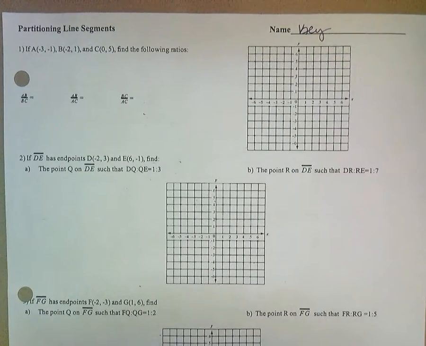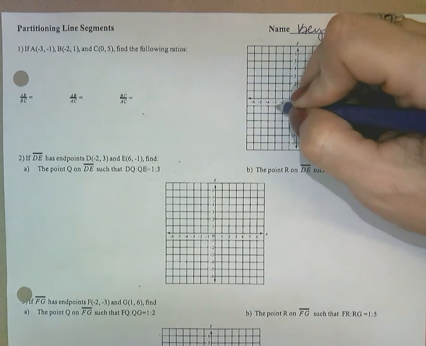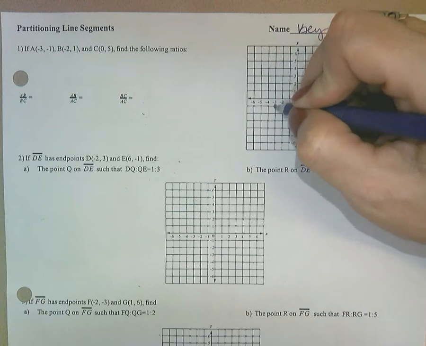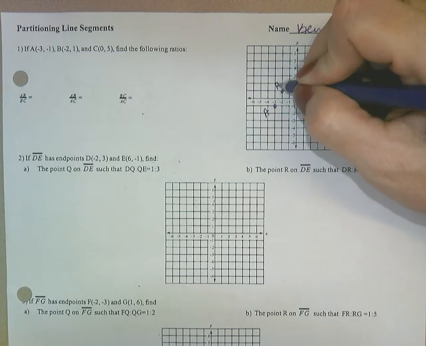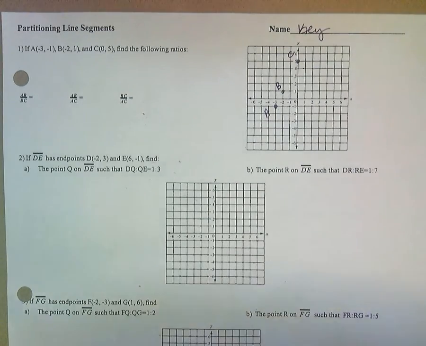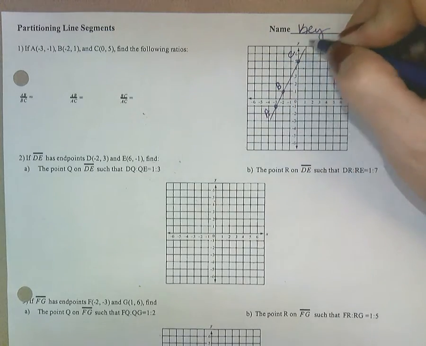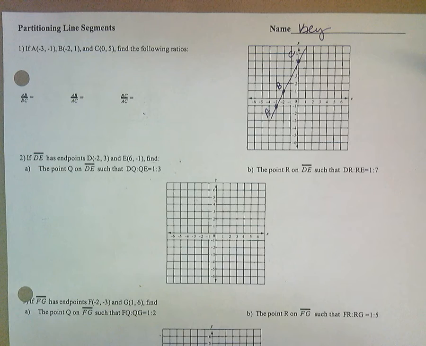If we have 3 points on a line segment, so we've got -3, -1 for point A, point B is -2, 1, and point C is 0, 5. Okay, it says find the following ratios, and let's connect those. So they want to know AB to BC. I don't want to actually find those lengths.